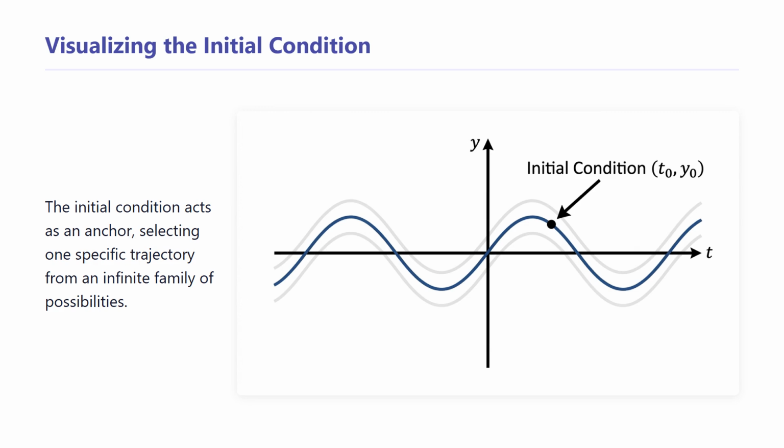Now look at the bold blue line. The black dot labeled initial condition at t0, y0 is the exact starting point we were given. By forcing our solution to pass through that specific dot, we anchor the system, selecting the single dark blue curve as our true physical reality.